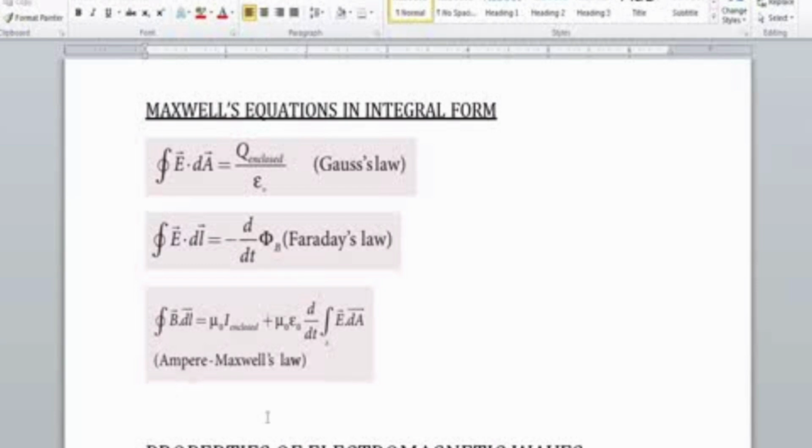Here, a small correction is done by Maxwell by adding the displacement current. So it changes into Ampere-Maxwell's law. So it's a very important thing.